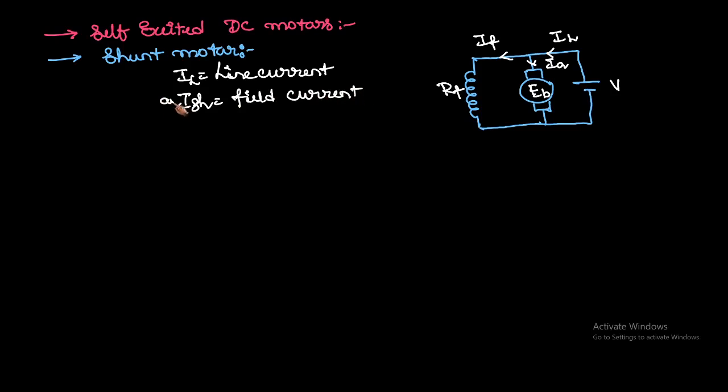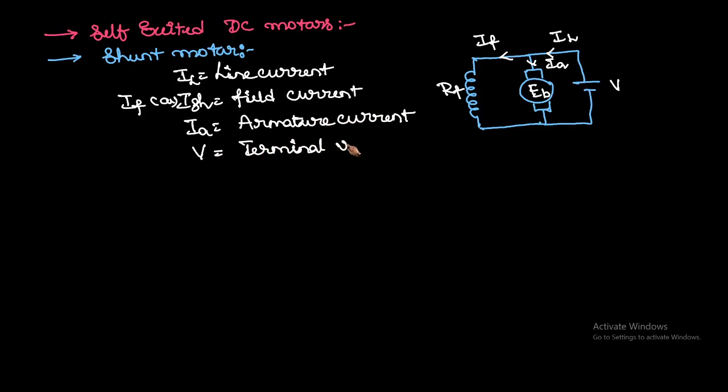ISH is the field current, or IF. In some textbooks they write it as ISH, in some they use IF. IA is the armature current. V is the terminal voltage applied, or supply voltage given, and EB is the back EMF of the DC motor. This is the different terminology we are using in the case of the shunt motor.